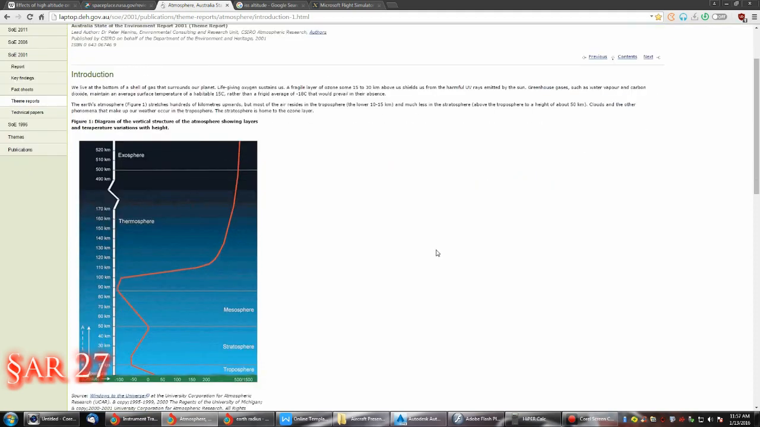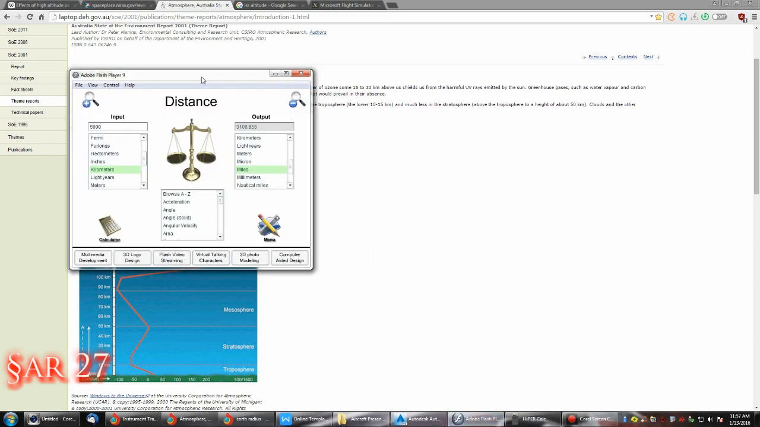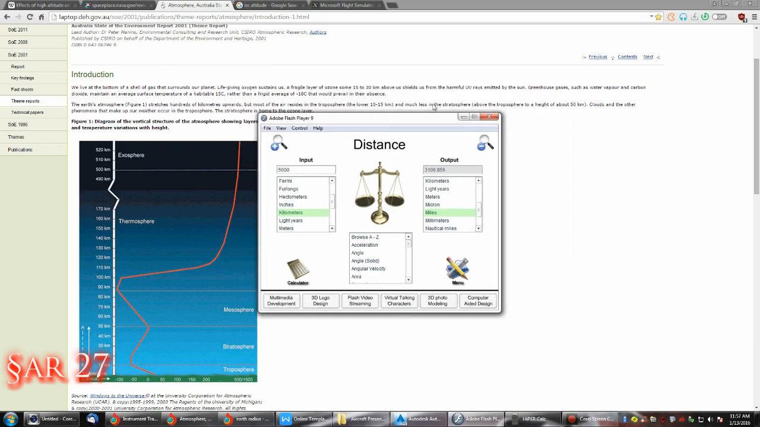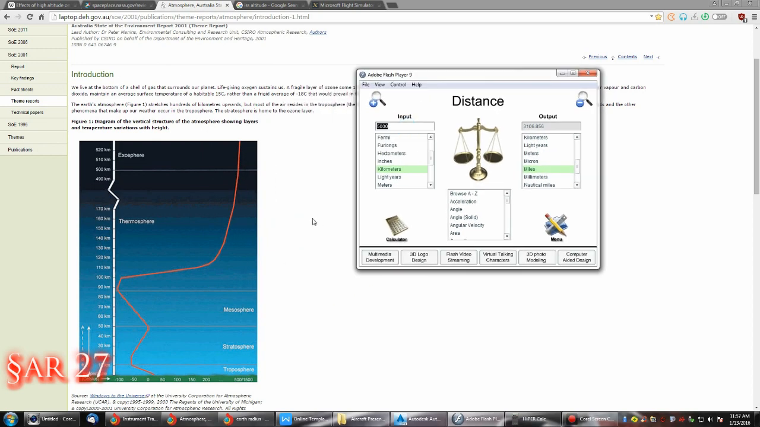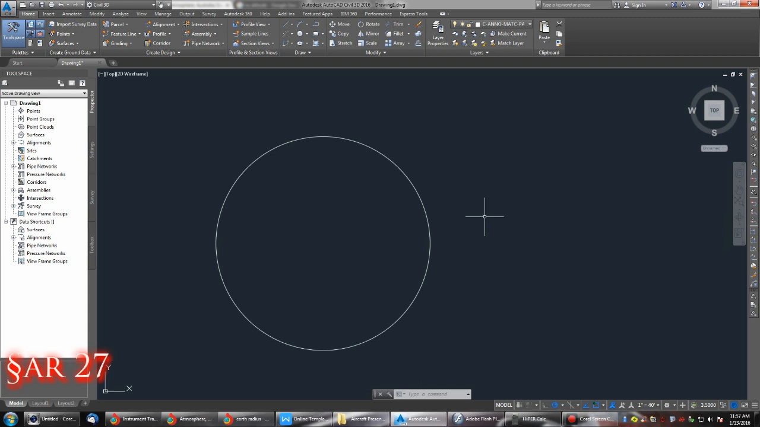Now, I'm going to convert these in order to get the distance from the ground to the end of the thermosphere. I'm going to take my calculator and put in, I was working on something else, hold on. That's 500 kilometers, and in miles that's 310 miles. 300.7, let's just do 311 miles.